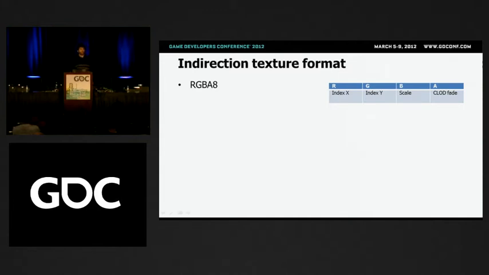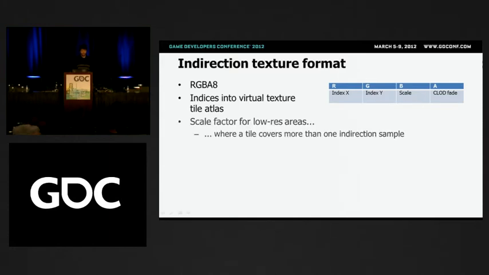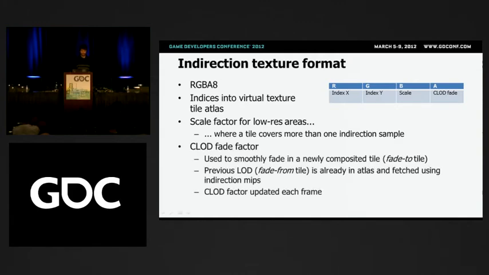When you do virtual texture, you have to have an indirection texture as well, at least when you implement it with software. Hardware is coming, but it wasn't available when we made this engine. So we have an RGBA8 texture storing the indices and the scale factor. That's standard. We also have a continuous LOD factor, and we use this factor to fade in newly generated LODs.